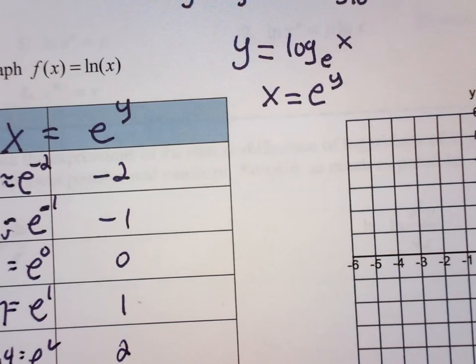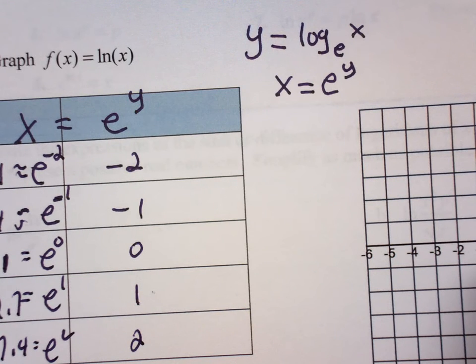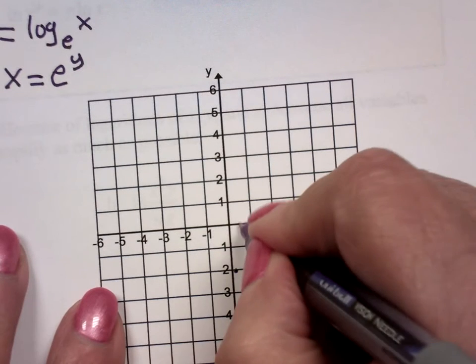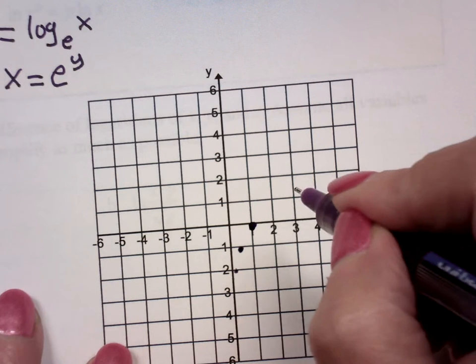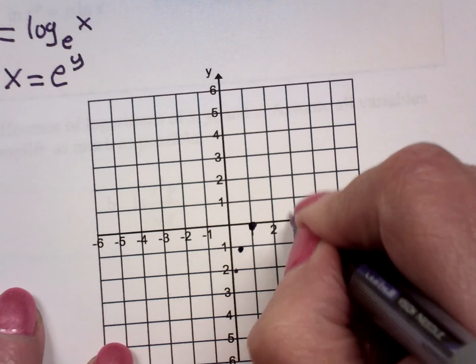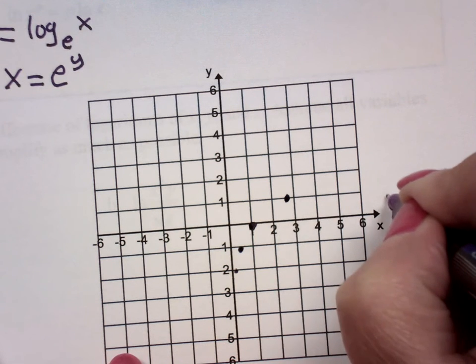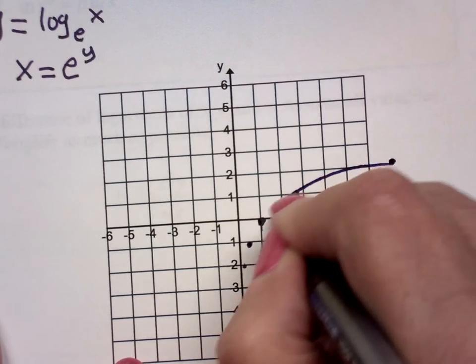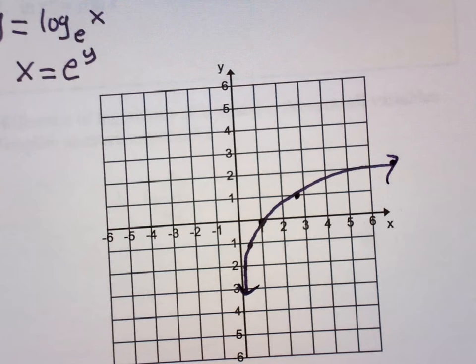So now I just go to my graph paper, and 0.1 is -2, and 0.4 is -1, and 1 is 0, and 2.7 is 1, and 7.4, so I'm out here someplace, is 2. And then you just connect the dots, and it looks like any old logarithm. All our logarithms have looked like that, have they not?